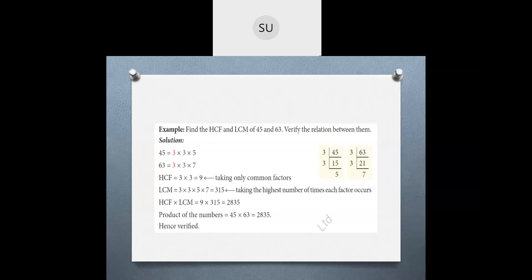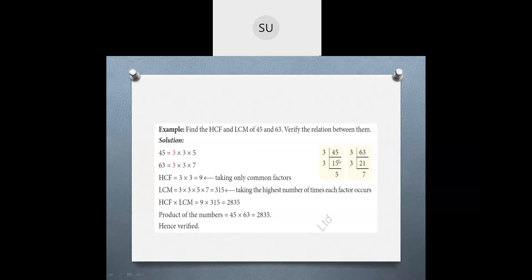Okay. Now, we'll see an example for that. Find the HCF and LCM of 45 and 63. Verify the relation between them. Okay. So you have to verify if HCF into LCM is equal to the product. So first we'll find the factors for 45 and 63. So the factors for 45 are 3 into 3 into 5 and 63 is 3 into 3 into 7, right?